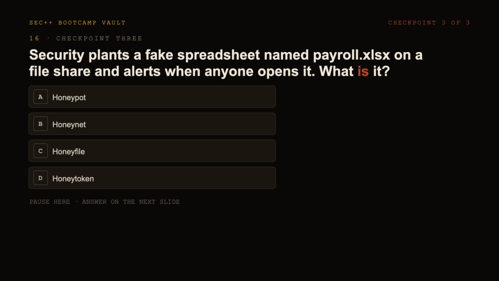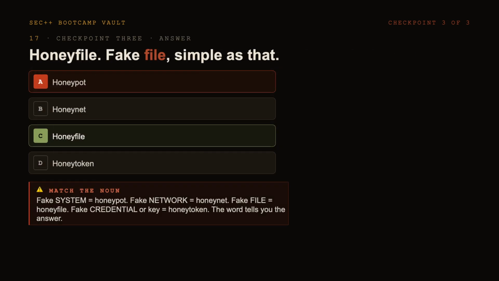Last checkpoint. The security team plants a fake spreadsheet named payroll.xlsx on a file share and gets an alert the moment anyone opens it. What is that? A. Honeypot. B. Honeynet. C. Honey file. D. Honey token. Think about what the fake thing actually is. A system, a network, a file, or a credential. Pause now. The answer is C.